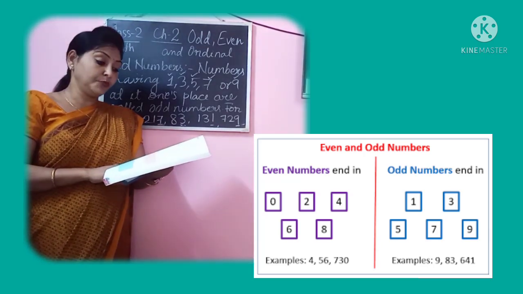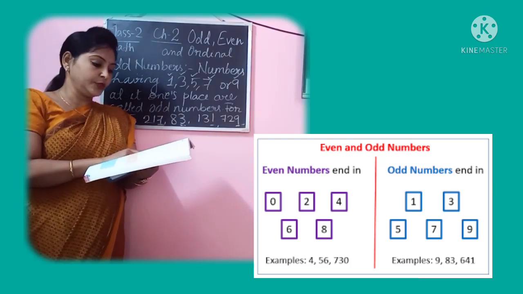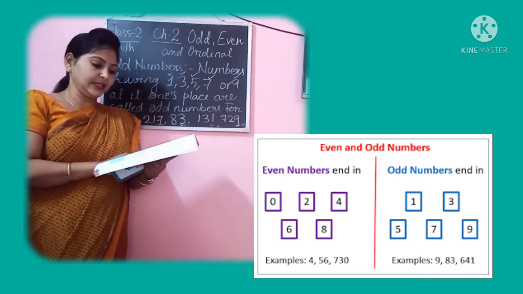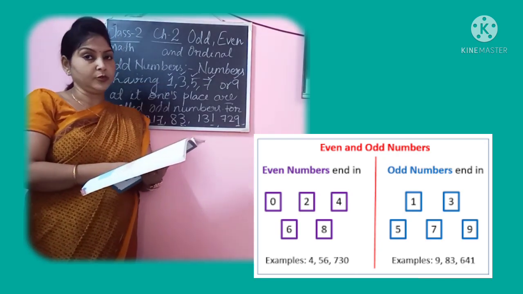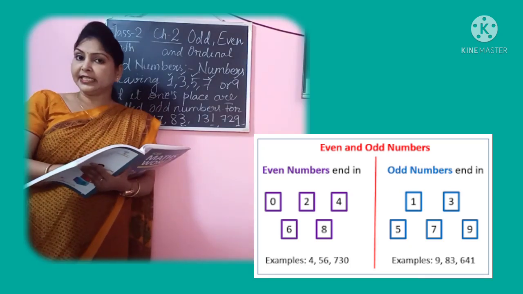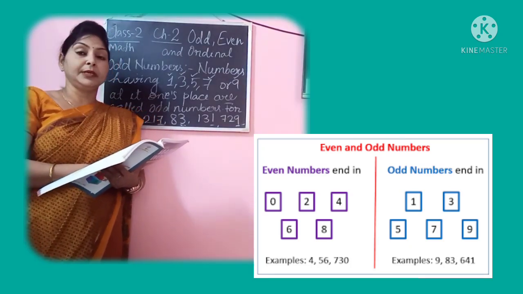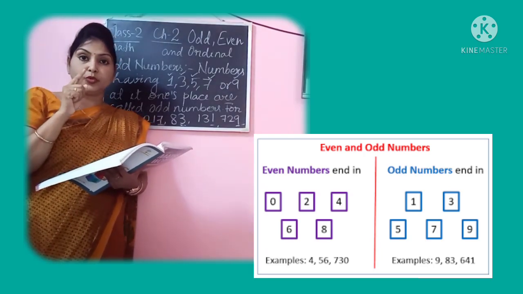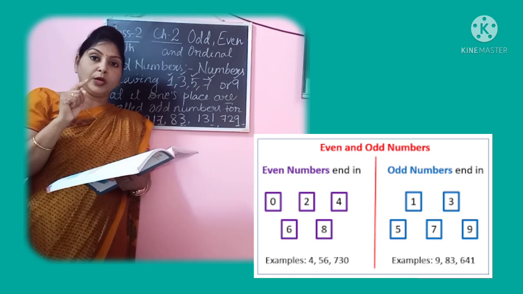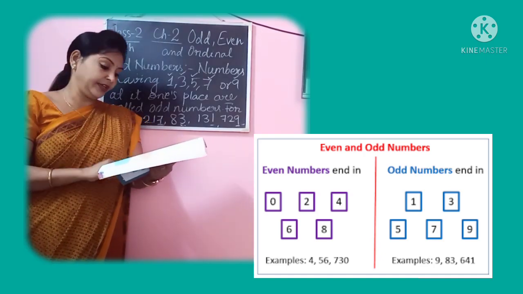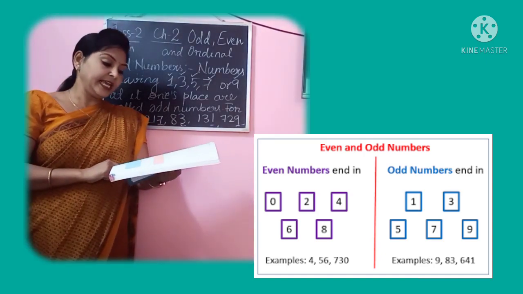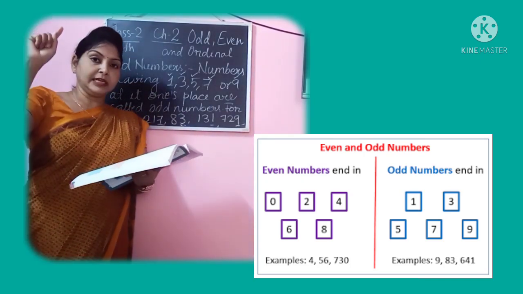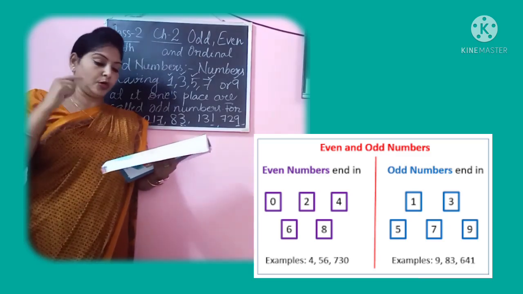Similarly, you will count the number of bowls. How many bowls are there? 1, 2, 3, 4, 5, 15, 16, 17, 18. 18 bowls are there. So 18, that means in ones place 8 is there. We said that if any number is having 0, 2, 4, 6, 8, it will be called an even number. So 18 is also an even number. Likewise, you will do D, E, F. The ones which are even numbers you will put a tick mark, and the ones which are odd numbers you will put a cross mark.